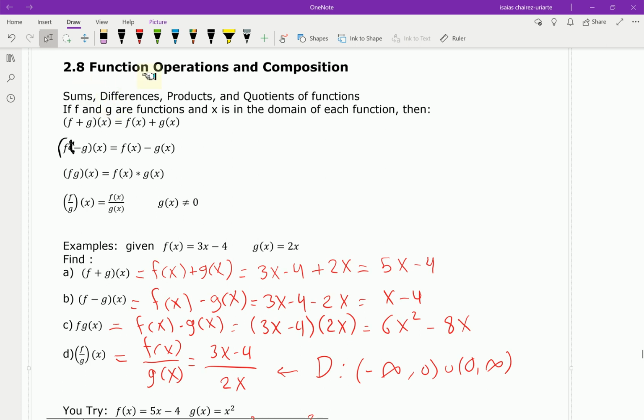So let's begin with function operations. Right now we're dealing with sums, differences, products, and quotients of functions. If f and g are two given functions and x is in the domain of each one of them, then we have a new function called f plus g, which is just f of x plus g of x; f minus g of x, which is f of x minus g of x; f times g of x, which is f of x times g of x; and the quotient f divided by g of x, which is f of x divided by g of x. Just be careful not to divide by 0.